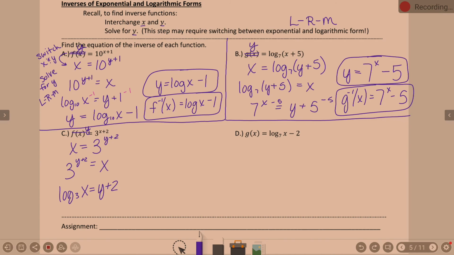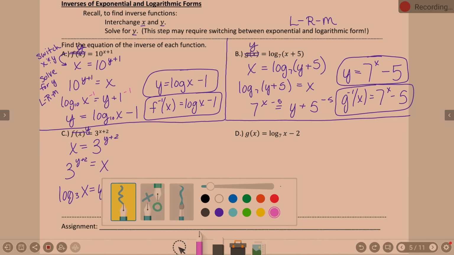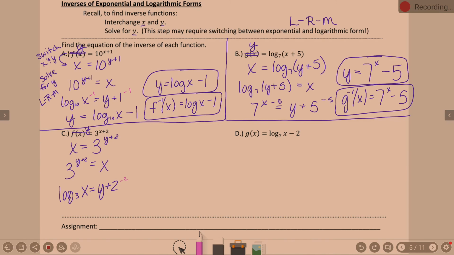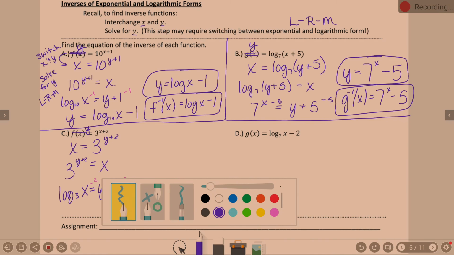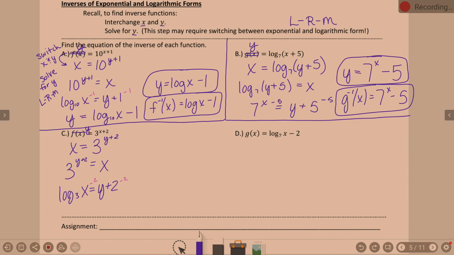And can we easily solve for y at this point? Yep. If it's y plus 2, you are subtracting 2. So options to write this: y equals log base 3 of x minus 2, or f inverse of x equals log base 3 of x minus 2. Do I need to write my base?